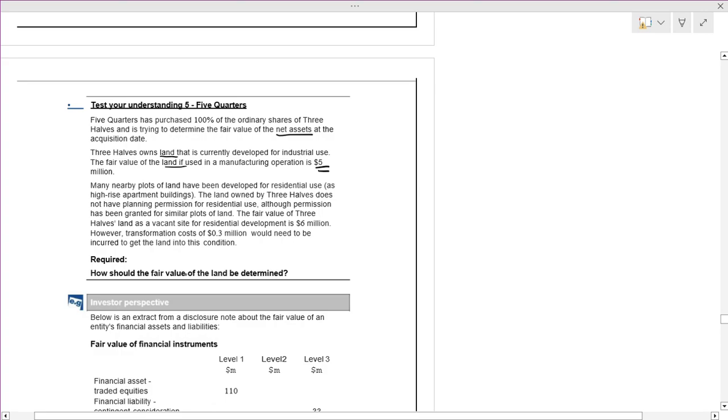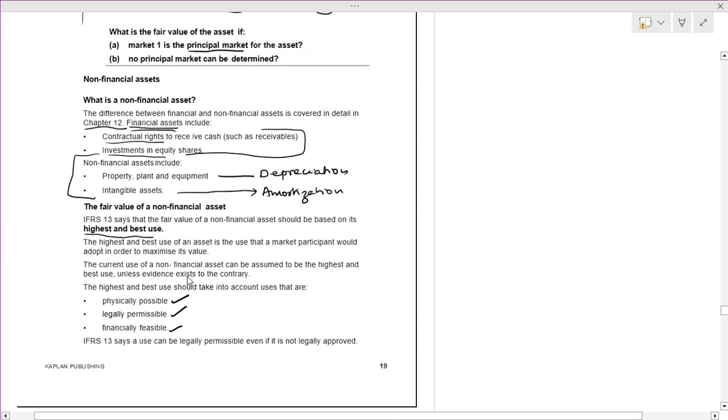Land is which type of asset? Non-current. Non-financial asset. Land is a non-financial asset. This is where I say that's very important. For non-financial assets like property, we should not just say non-current assets. This is the difference. You have to come out of that mindset. When you are talking about IFRS 13, you should say that land is a non-financial asset.